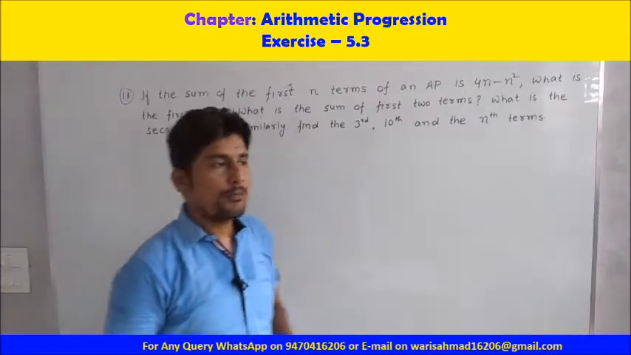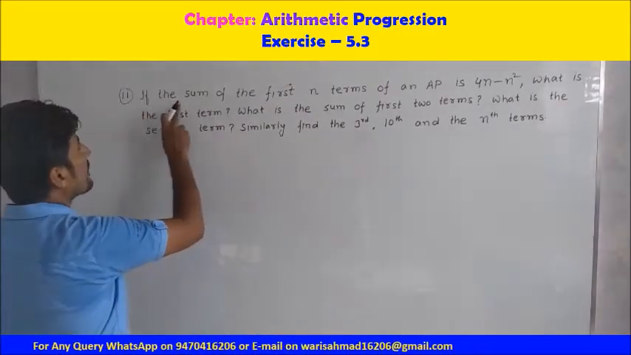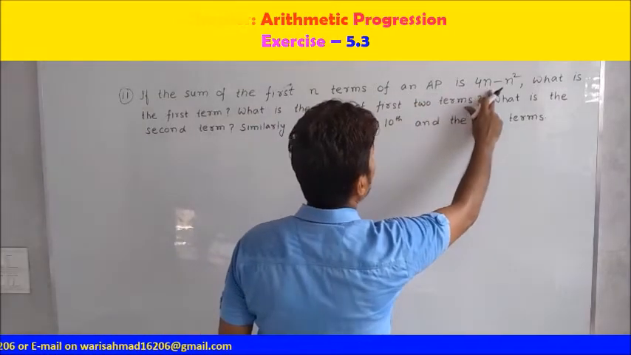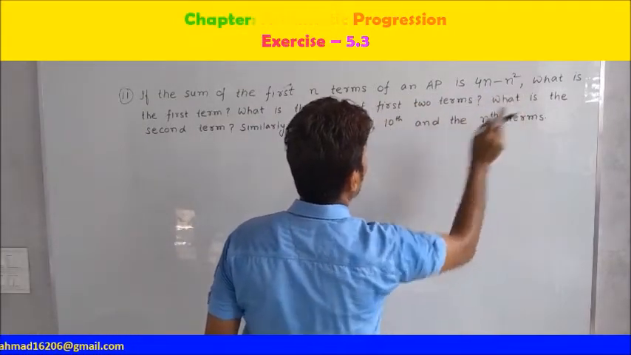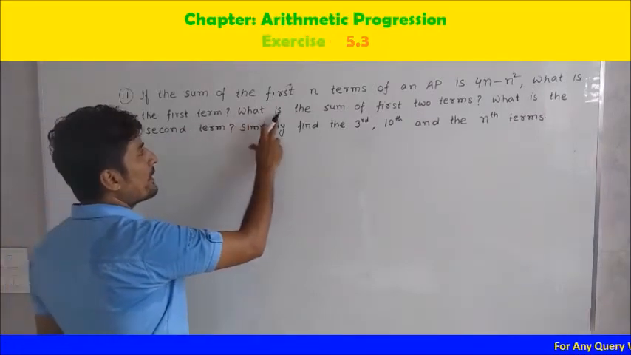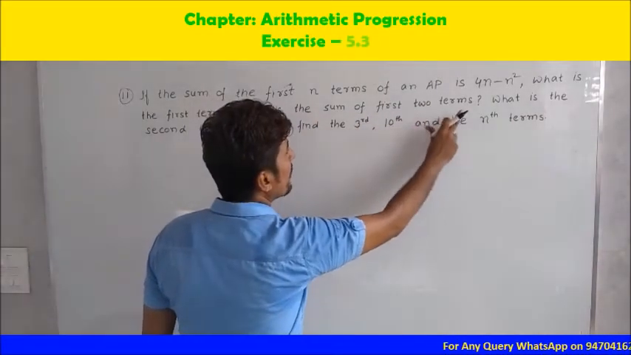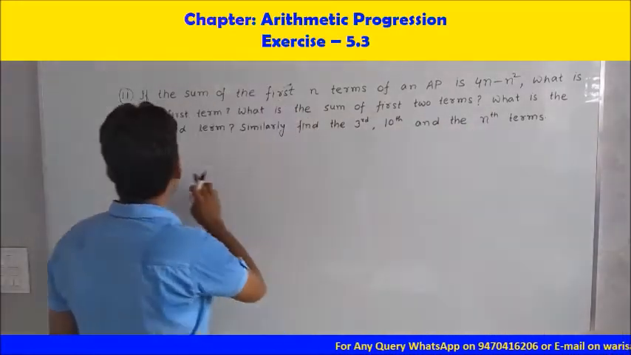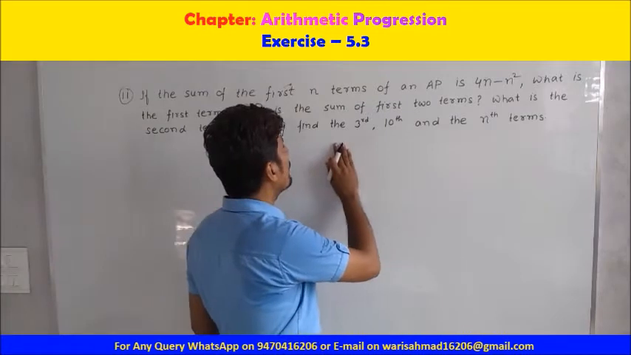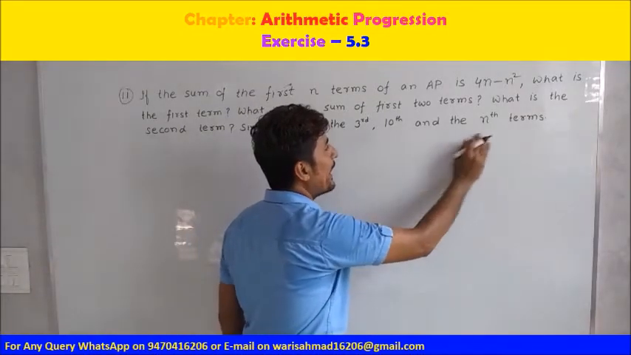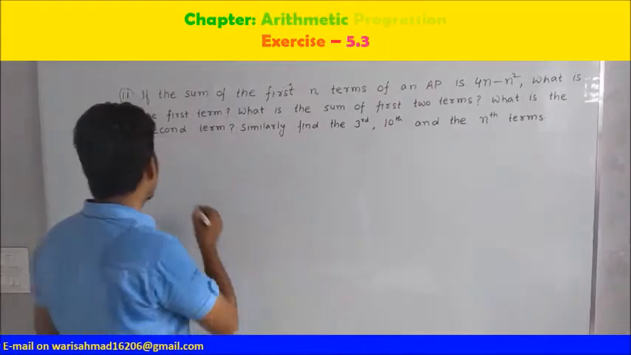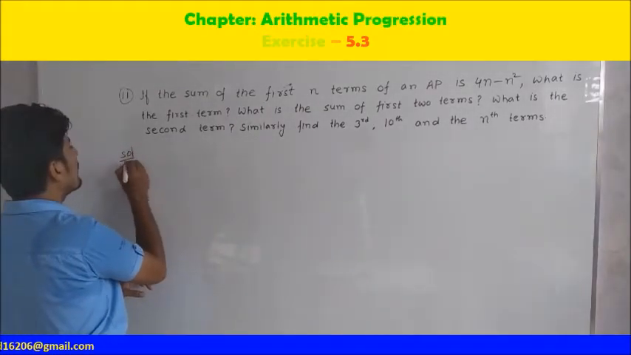Now let us see question number 11. If the sum of the first n terms of an AP is 4n minus n square, then what is the first term? After that, what is the sum of the first two terms? Next question, what is the second term? Similarly, we have to find out the third, 10th and nth term of the AP. So let us see the solution of this question.